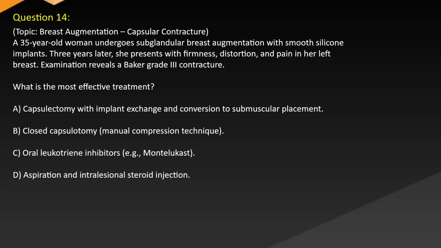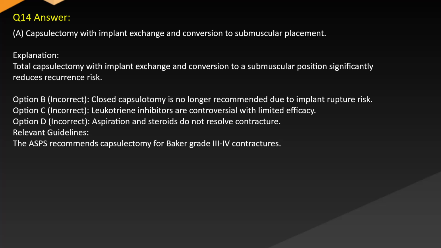A. Capsulectomy with implant exchange and conversion to submuscular placement. B. Closed capsulotomy manual compression technique. C. Oral leukotriene inhibitors, montelukast. D. Aspiration and intralesional steroid injection. Answer: A. Capsulectomy with implant exchange and conversion to submuscular placement. Explanation: total capsulectomy with implant exchange and conversion to a submuscular position significantly reduces recurrence risk.